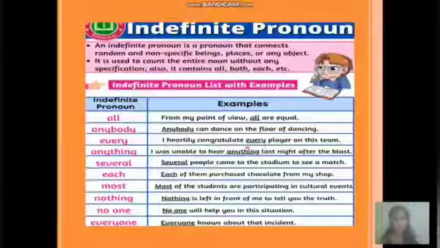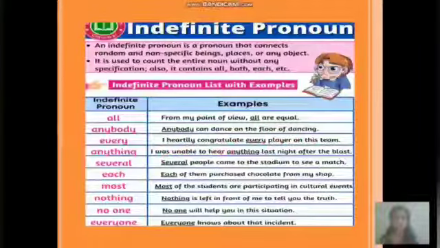I heartily congratulate every player on this team. Maybe there is a team of 10 or 11 players, and I'm congratulating each and every player as a team. I'm not congratulating anyone in specific. I'm generally congratulating the whole team because they have participated in a competition and they have won it. So I'm just telling, I heartily congratulate every player in this team. So every is the indefinite pronoun here.